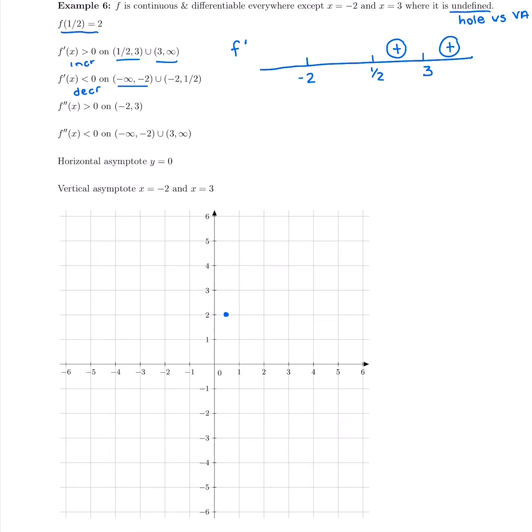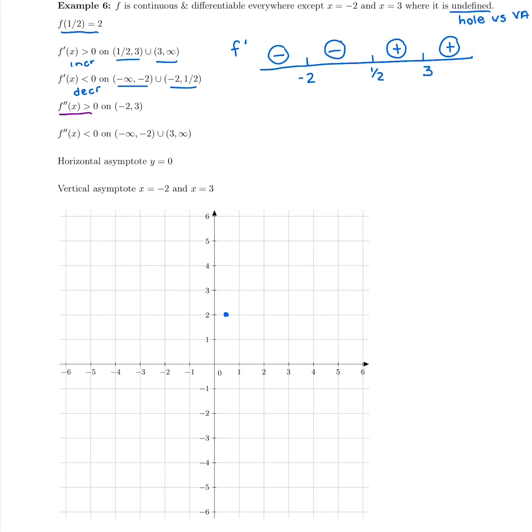And then we are decreasing from -infinity to -2, and then also on -2 to 1/2. So certainly an interesting looking sign chart from the first derivative. And then I have a bunch of information about the second derivative too, which I'm going to make a sign chart out of as well, just because I feel like it's overwhelming to look at all of this at once. I need to start the picture in a less overwhelming way. So I'm going to start it with a sign chart first.